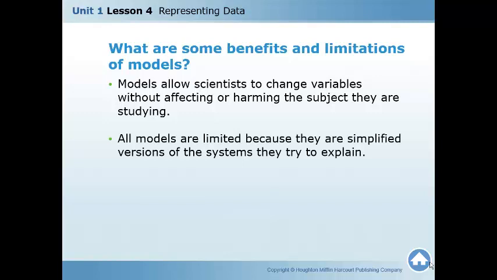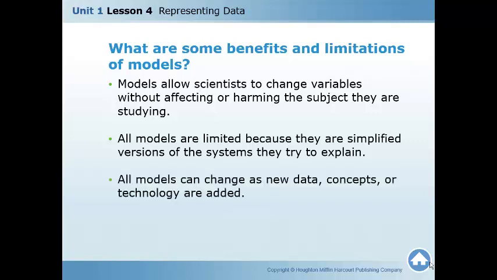All models are limited because they are simplified versions of the systems that they are trying to explain. So when we talk about a limitation, that's something it can't do. Well, it's a very simplified version. That's one thing that is a limit of a model. That's very important that you understand that. It's too simple. It could never be as complex or detailed as the real thing. It would be very difficult to get it there. All models can change as new data or concepts or ideas or technology is brought to the forefront or added.